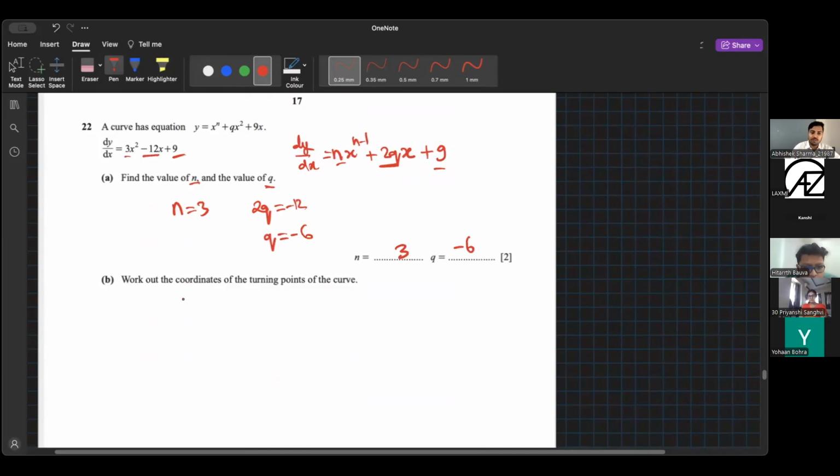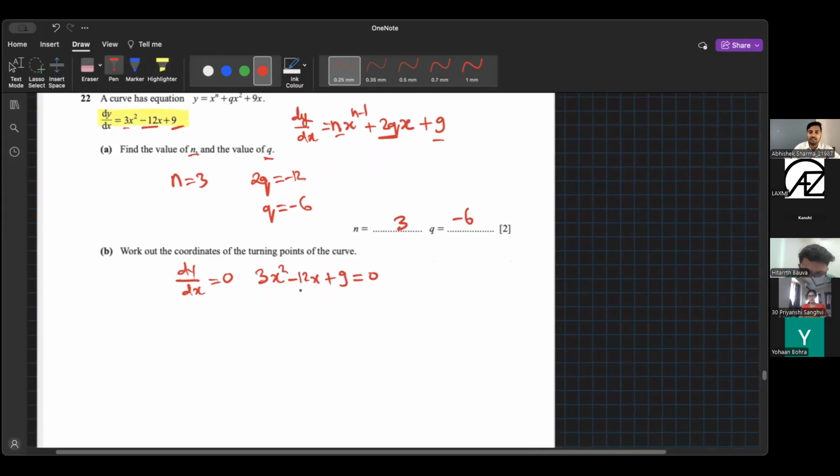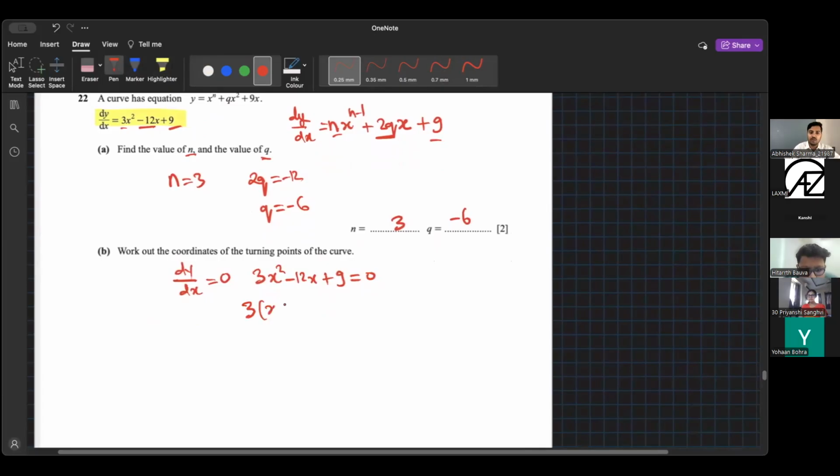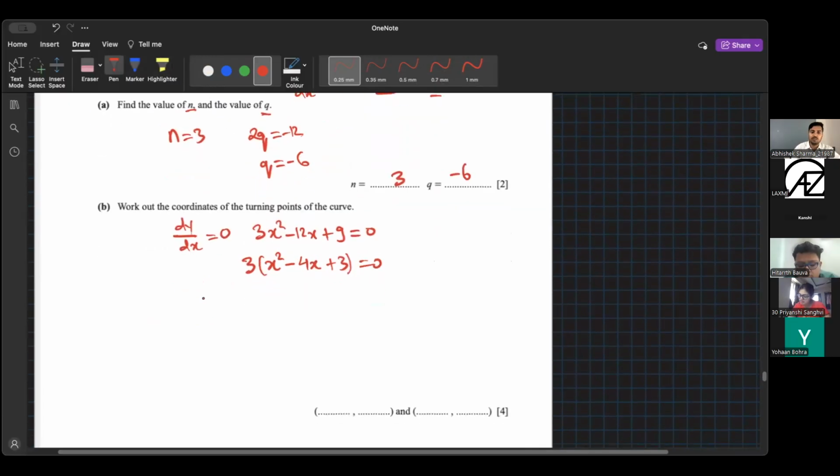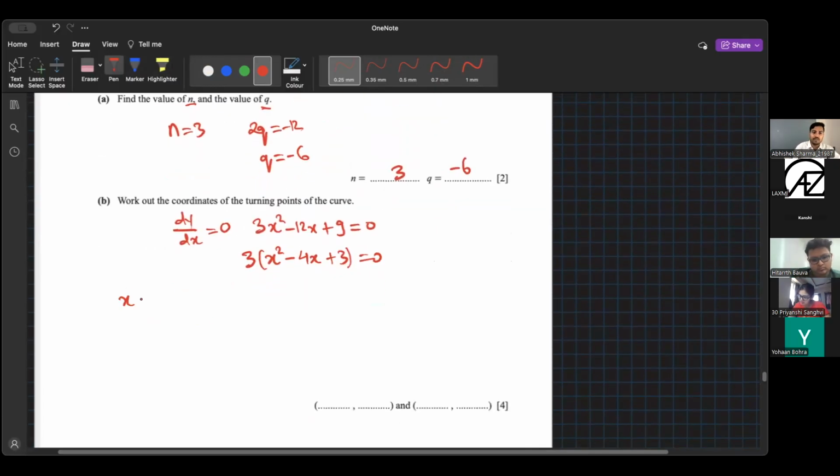We know that whenever we have to find the coordinates of the turning point, dy by dx will be equal to 0. Our dy by dx is already given to us here, so we can use the function for dy by dx directly. We can write 3x square minus 12x plus 9 equals 0. Now we can take 3 common here and write x square minus 4x plus 3 equals 0.